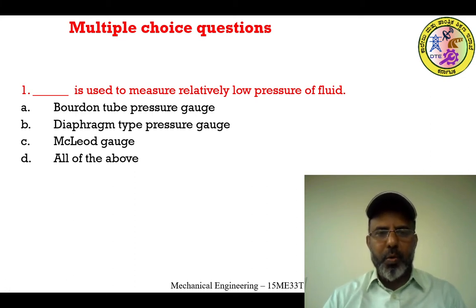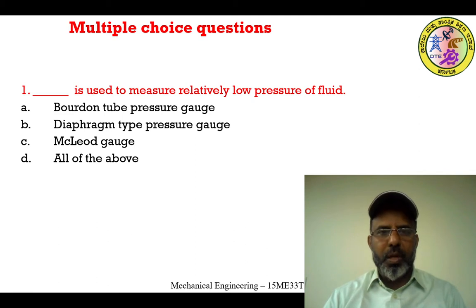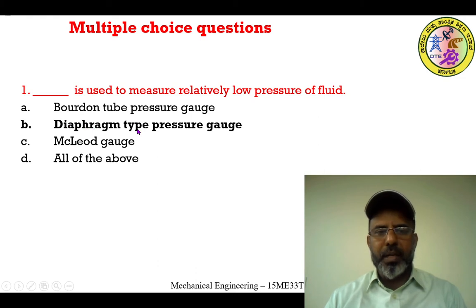A. Bourdon tube pressure gauge, B. diaphragm type pressure gauge, C. McLeod gauge, D. all of the above. The correct answer has appeared: the diaphragm type pressure gauge is employed for measuring relatively low pressure of fluid. You have to remember the word relatively.